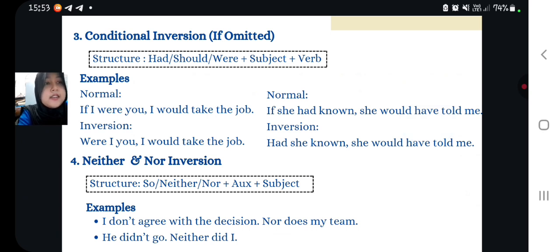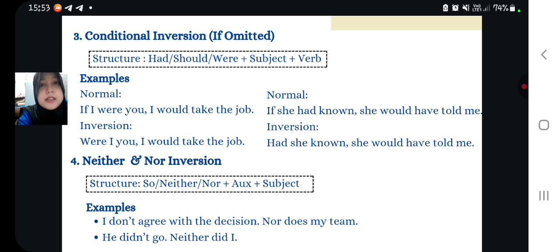Next is conditional inversion. In formal or hypothetical condition sentences, the word "if" can be omitted, and inversion is used instead. This occurs with were, had, and should. The structure: had, should, were plus subject plus verb.